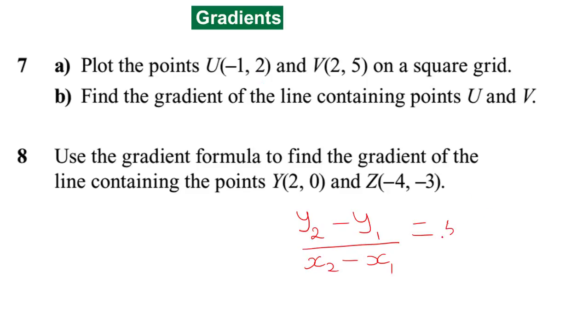So it's going to be 5, take away 2. As for the x, it's 2, take away -1. So 5 take away 2 is 3, and 2 take away -1 becomes 3. So the answer is going to be 1. So that's how to do that. You can do it even without sketching it, but of course, in the exam, if they ask you to sketch it, do sketch.